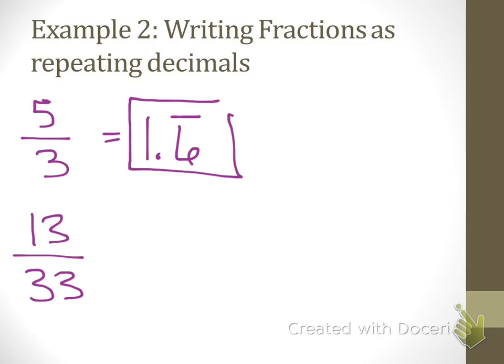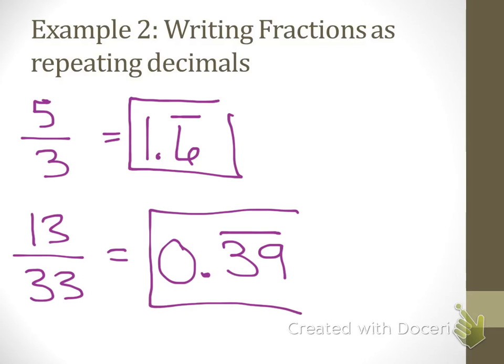Now what about 13 over 33? Go ahead and try to convert that to a decimal. If it's a repeating decimal, make sure you use your bar notation. All right, what'd you come up with? What was it, Gage? 0.39 repeating. And since both numbers are the repeating numbers, I would put the bar over the 3 and the 9. How many of you got that? Okay, good. Pretty much everybody. So that's it for example 2.